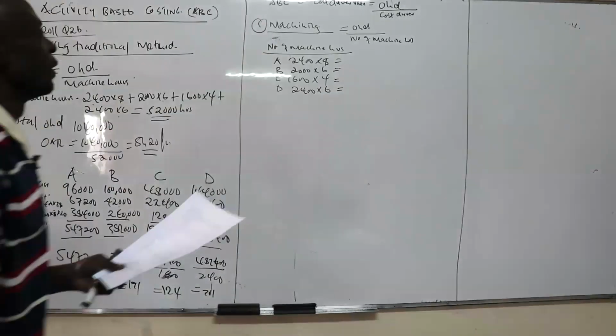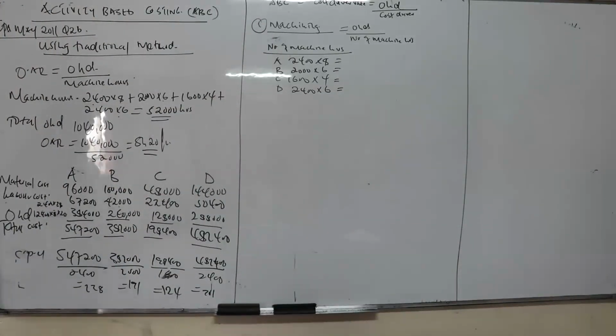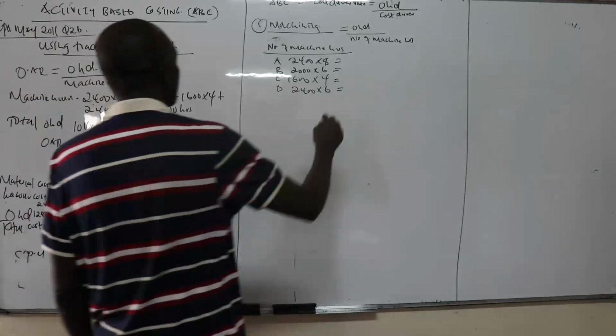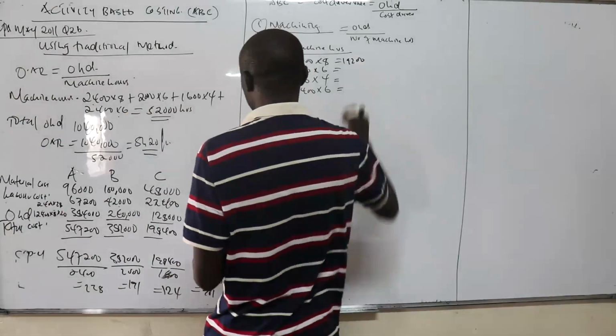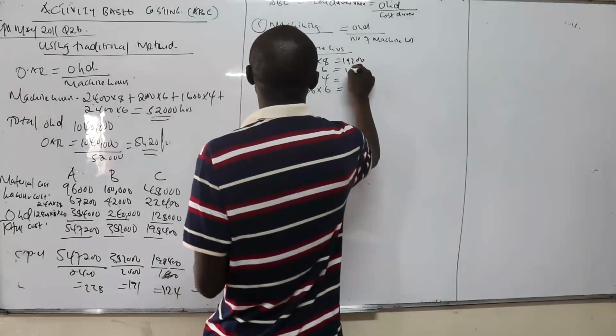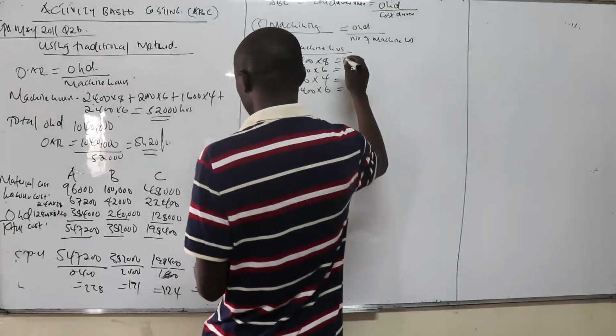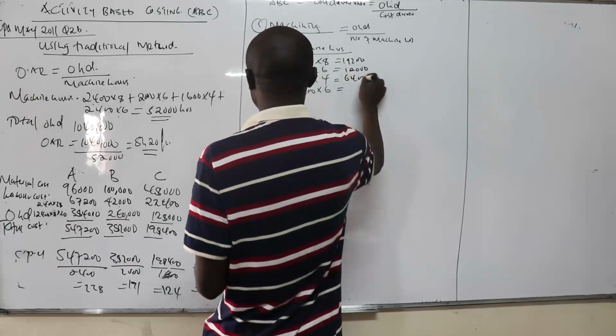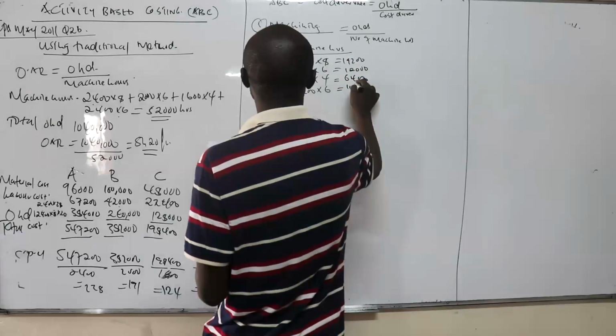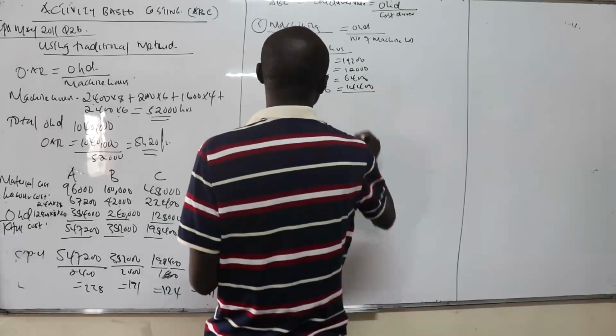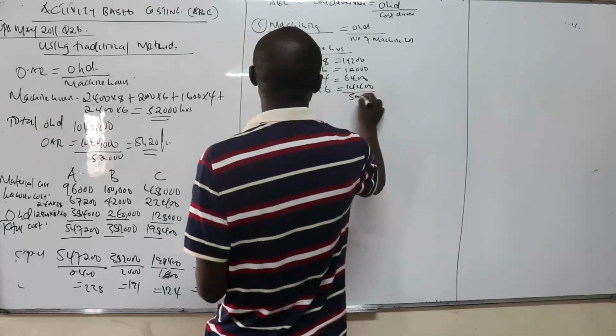So we multiply 2,400 times 8. What do you get? 19,200. Product B to be how much? 12,000, and C 6,400, and D 14,400. The total will be 52,000 hours.